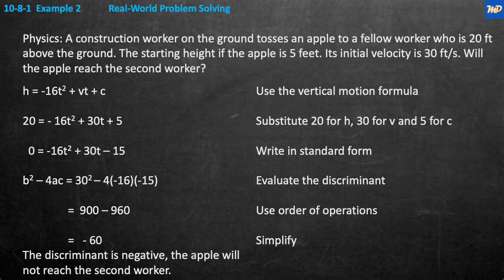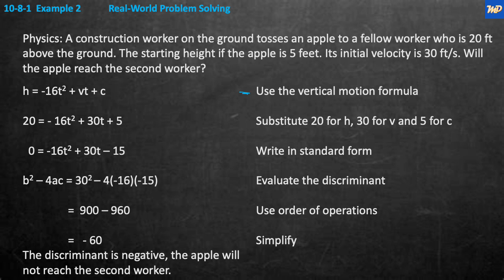We need to have our vertical motion formula, right? In fact, it says right here in the notes, use the vertical motion formula. And what is the vertical motion formula? It's h, the height, is equal to negative 16 t squared, that's time squared, plus the velocity times time, plus a constant. And that constant is the initial location in h, in feet in this case, above the ground, so to speak. If this was 0, it means it'd be laying right on the ground. But instead, this is 5 feet above the ground, so we're going to have a 5 right here.